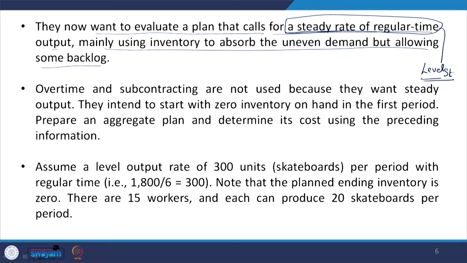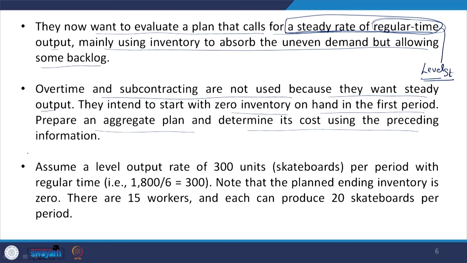that we will maintain a constant rate of output, and because of the constant rate of output, sometimes you will have some inventory and sometimes you will have some back orders also. Overtime and subcontracting are not used because they want steady output. So, obviously, in this particular case, when we are going for a steady rate regular time output, the word already means that you are not going to use any overtime right now. They intend to start with zero inventory on hand in the first period, and we have to prepare an aggregate plan and determine its cost using the given information.